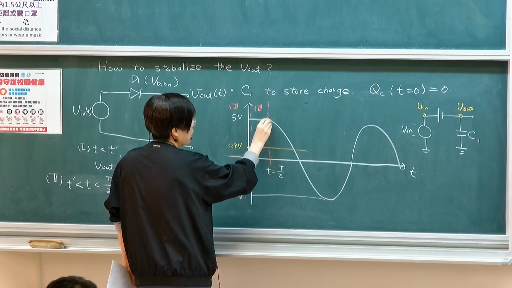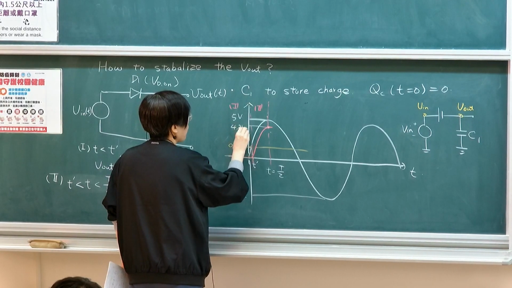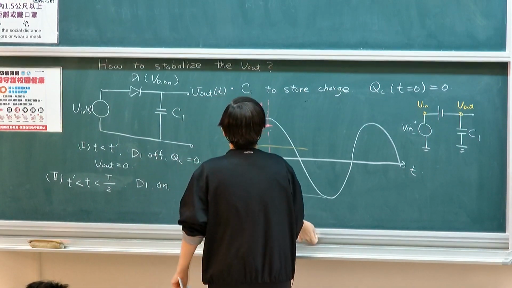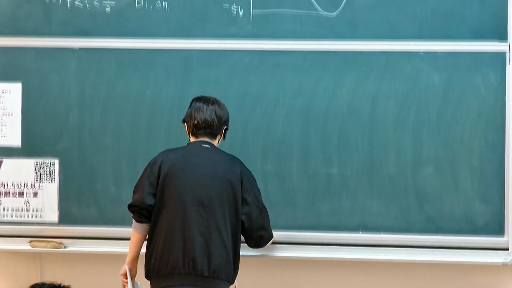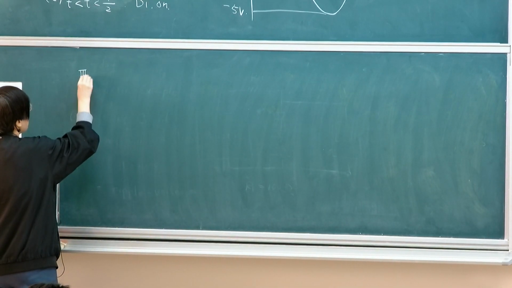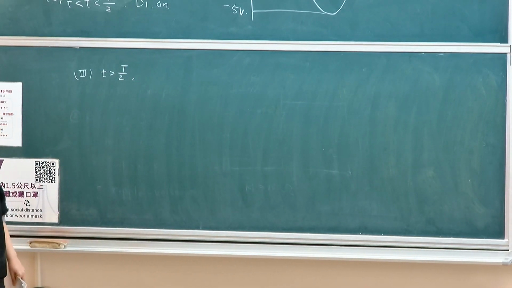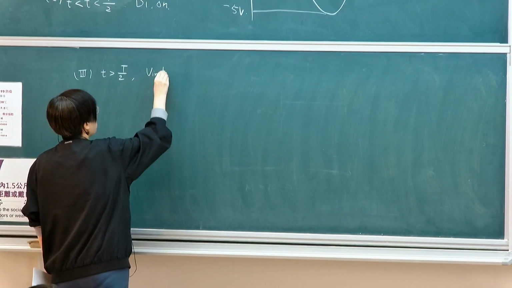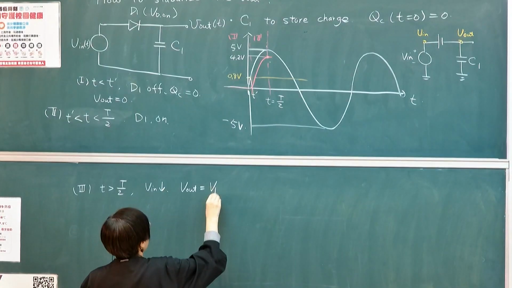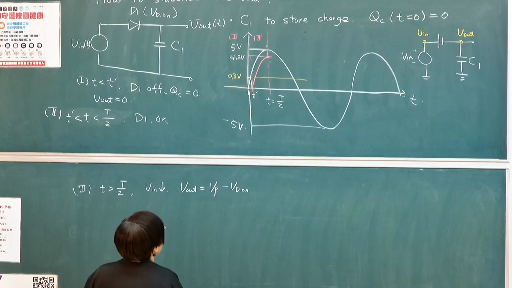So once it reaches this level, it cannot go anywhere above. It reached, let's say, this is 4.2. So what happened next is that in region 3, when t is larger than, passing the peak, your V-in starts to drop. And my VL remains at the peak level, which is VP minus VD-on. Here VP is 5 volt.